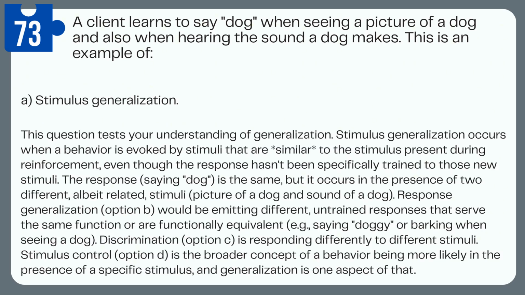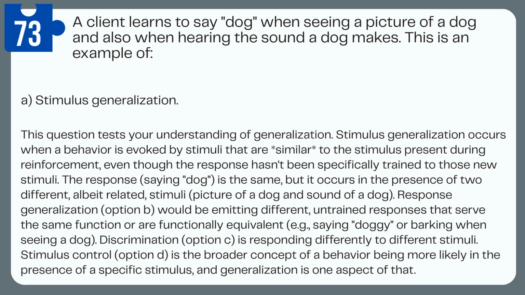Answer: A. Stimulus generalization. This question tests your understanding of generalization. Stimulus generalization occurs when a behavior is evoked by stimuli that are similar to the stimulus present during reinforcement, even though the response hasn't been specifically trained to those new stimuli. The response, saying dog, is the same, but it occurs in the presence of 2 different, albeit related, stimuli: picture of a dog and sound of a dog.